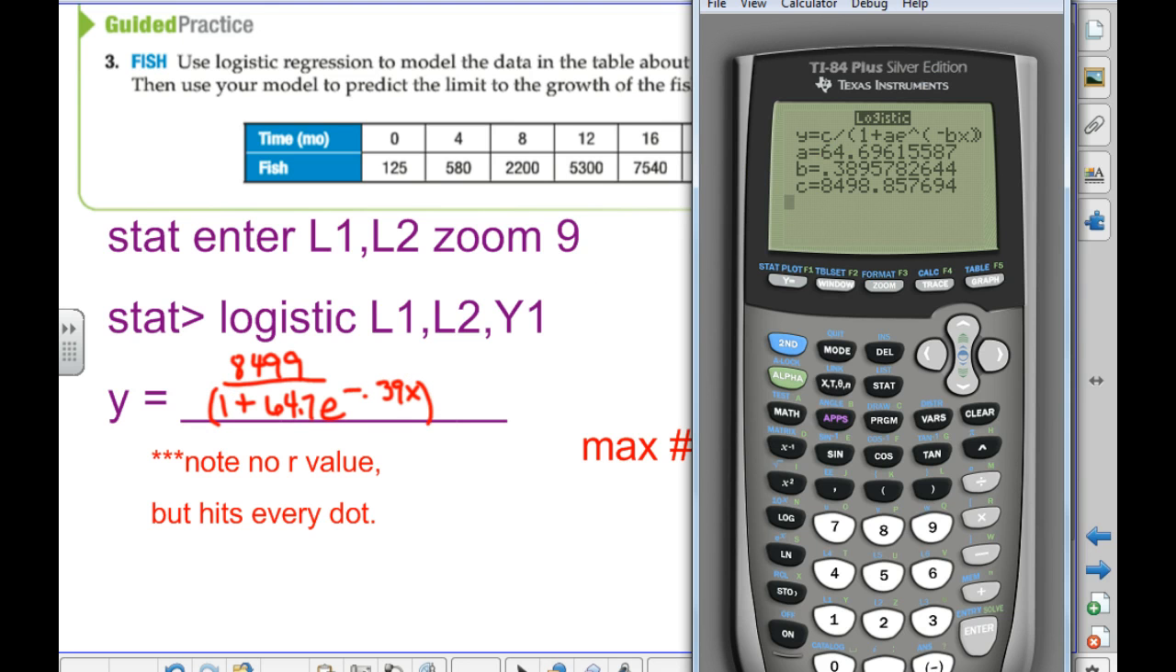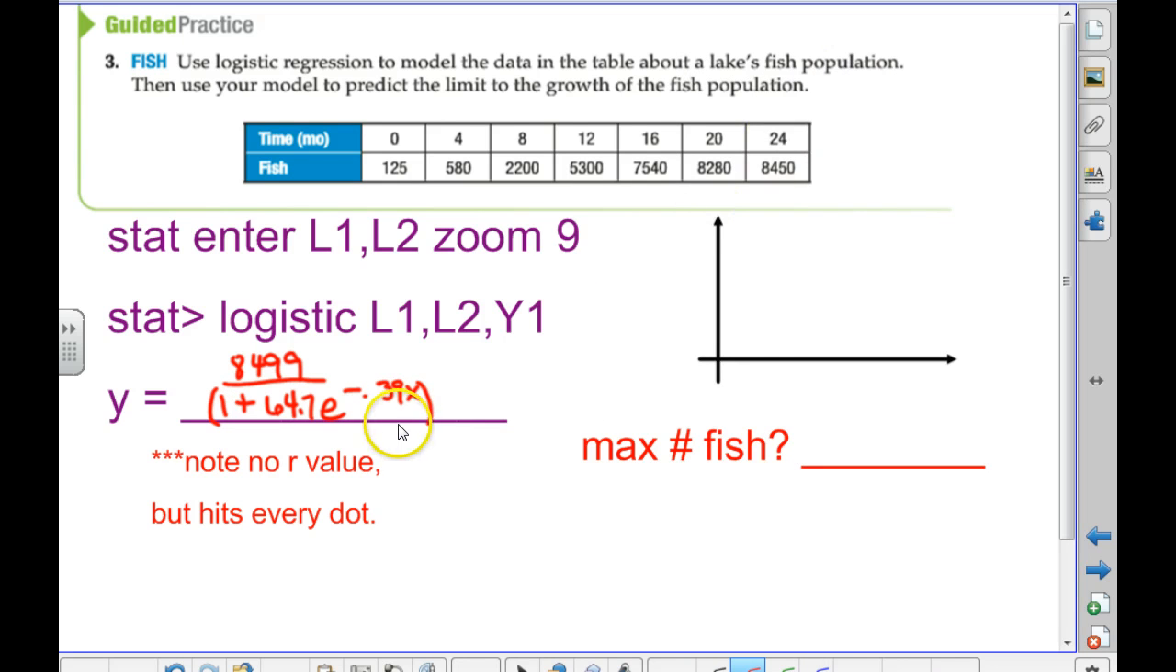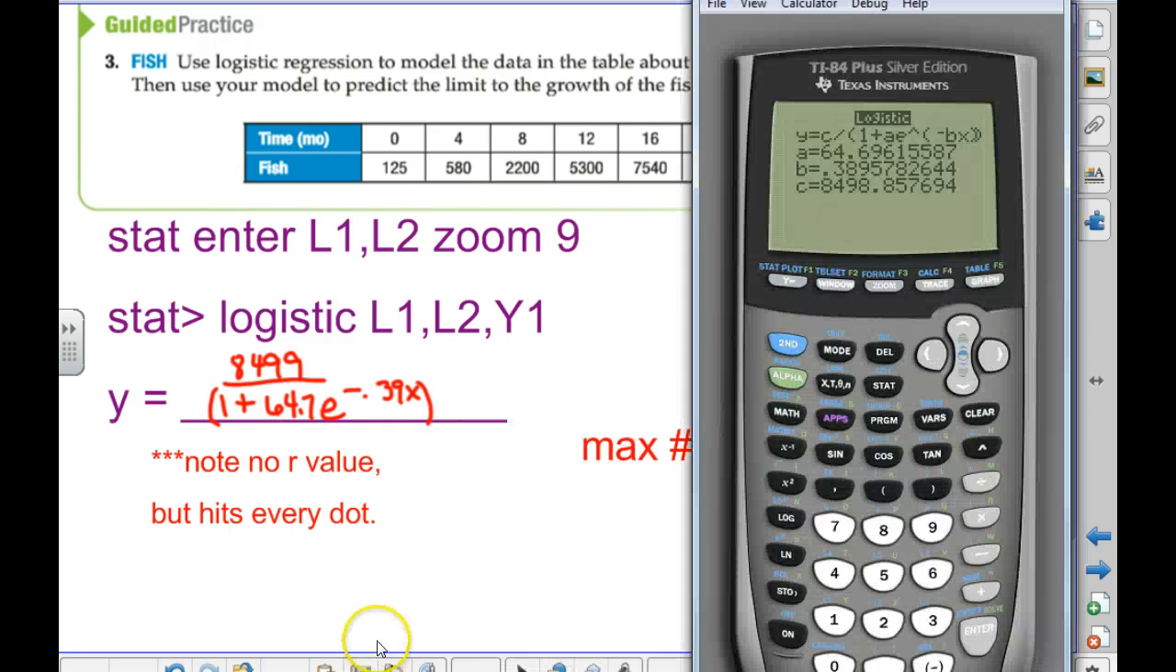All right, you will not get an R value with a logistic equation. And it looks something like this. We can go ahead and look on the calculator after it's graphed, and it is hitting all those dots very nicely. And this question didn't ask us to predict a specific value. It says predict what it's going to approach.